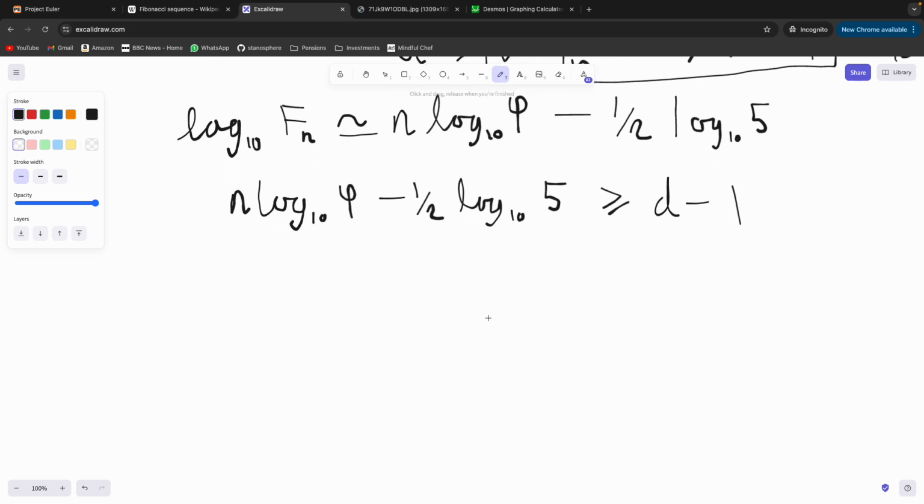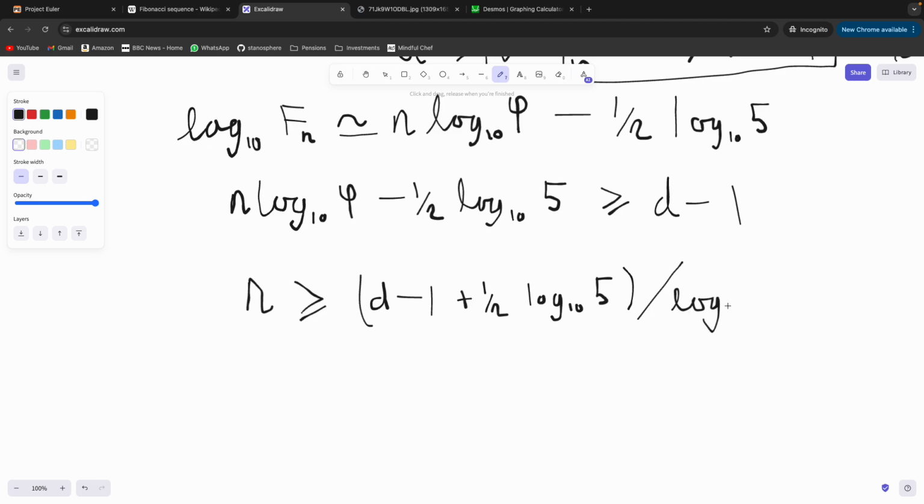Then, since what we want to find is n, let's just get n on its own in this inequality. So n is going to be greater than or equal to, let's see, d minus 1 plus, excuse me, 1/2 log base 10 of 5, and we're going to divide all of this by log base 10 of phi, like this.